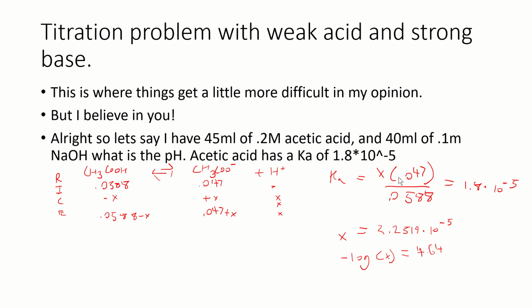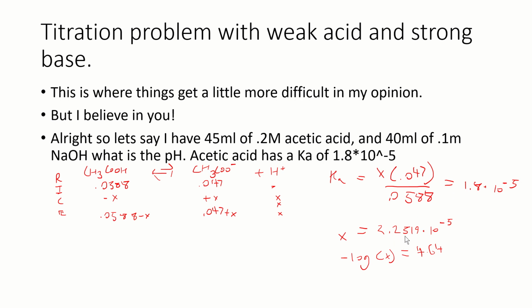Really, it should be 0.047 plus x over 0.0588 minus x. But when you solve it, it doesn't make that much of a difference. It just ends up being more complex math, and you get about the same answer. So you can use a shortcut here. And actually, I believe the homework does a problem with a smaller Ka, meaning the x is more significant, and they still use a shortcut.